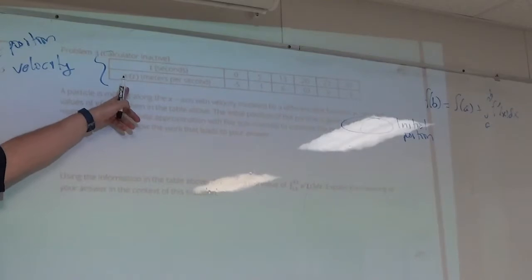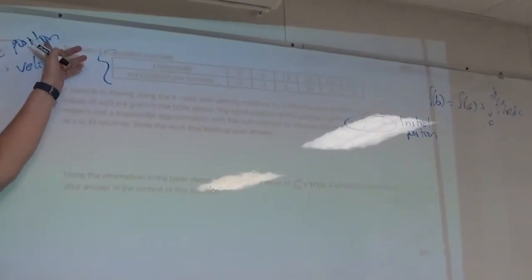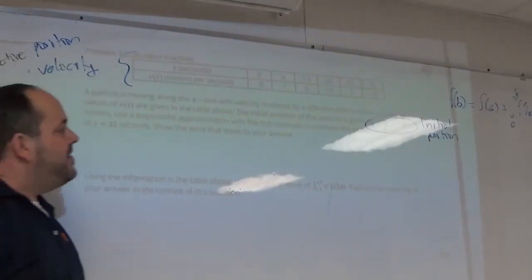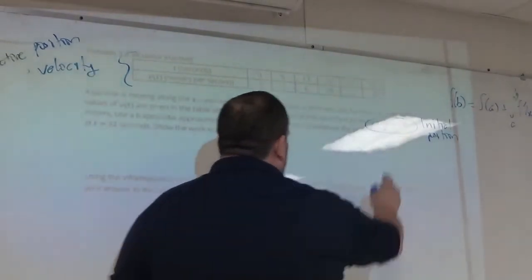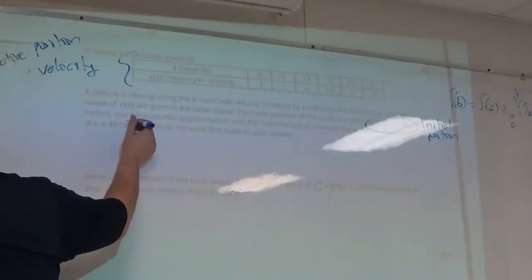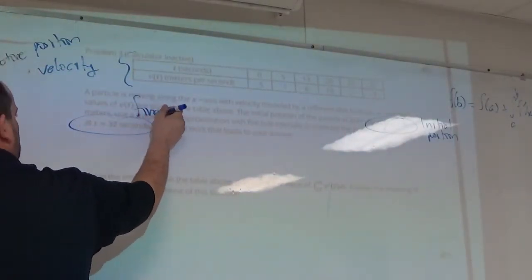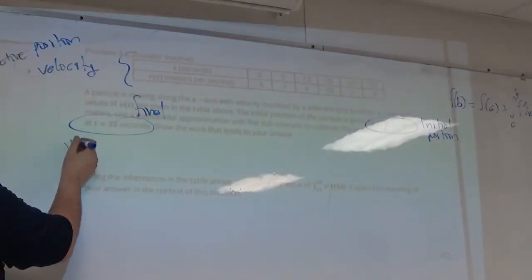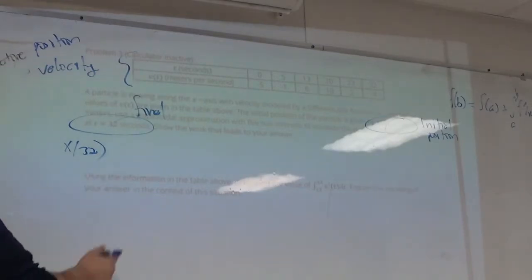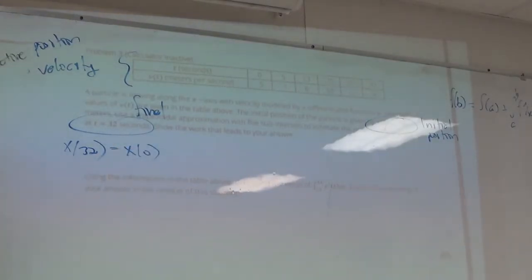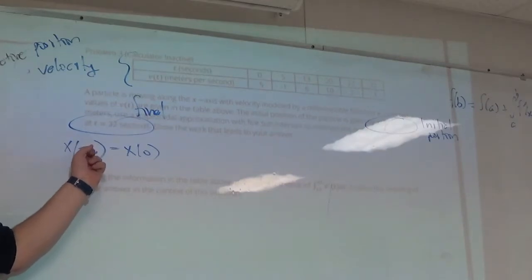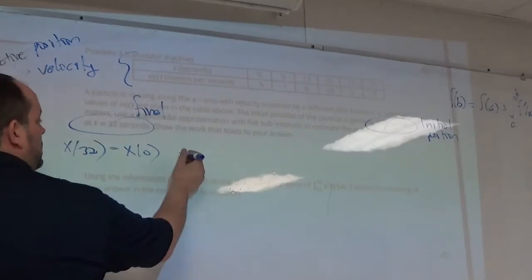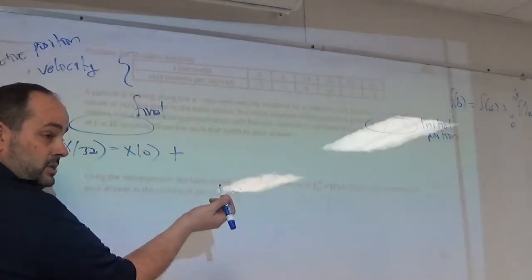So they gave me velocity information, but velocity is the derivative of position. Velocity is telling me how position changes. They gave me an initial value, and they're asking me for the position at time t equals 32. That's your final position. Well, what does the fundamental theorem of calculus say? It says position at 32 is equal to position at time 0, my final equals the initial, plus what? Plus the amount of change.